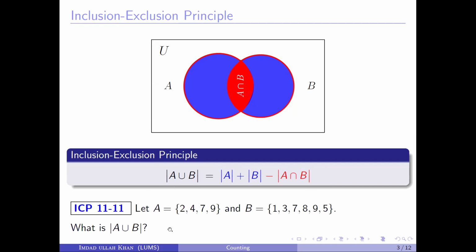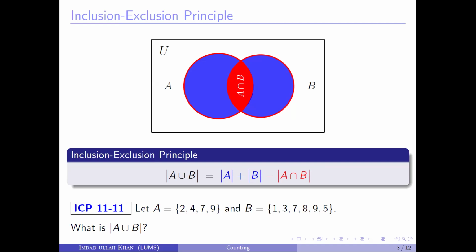So in this, as the recorded session for all the ICPs, I would strongly suggest that you pause the video. So try to solve the ICP on your own and then move forward. So that will enable the understanding of the underlying concepts.